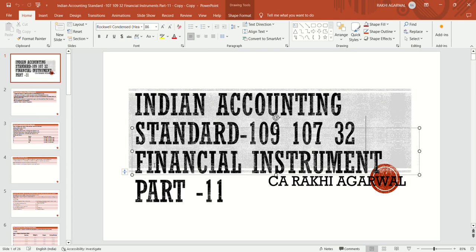Now we are continuing with some of the concepts related to embedded derivatives. In today's discussion, we will discuss some of the leftover concepts of embedded derivative, and also discuss the impairment of financial instruments, like how we will account for impairment in case of financial assets. So let's start our topic.